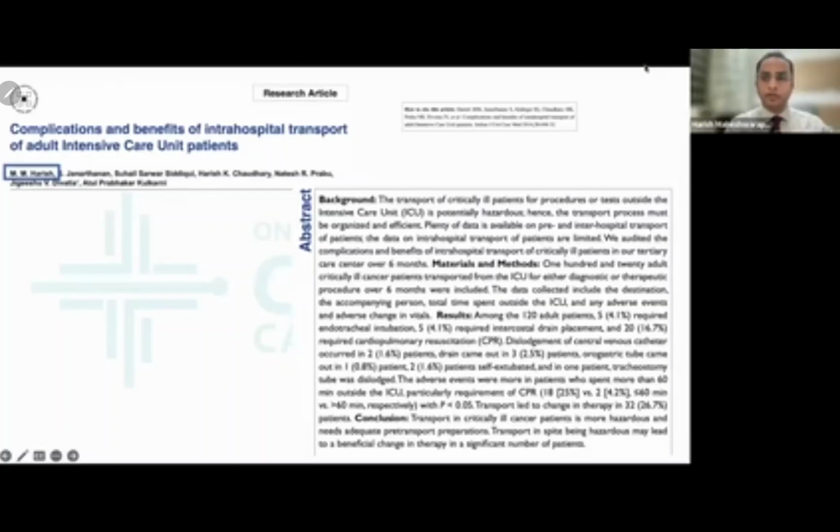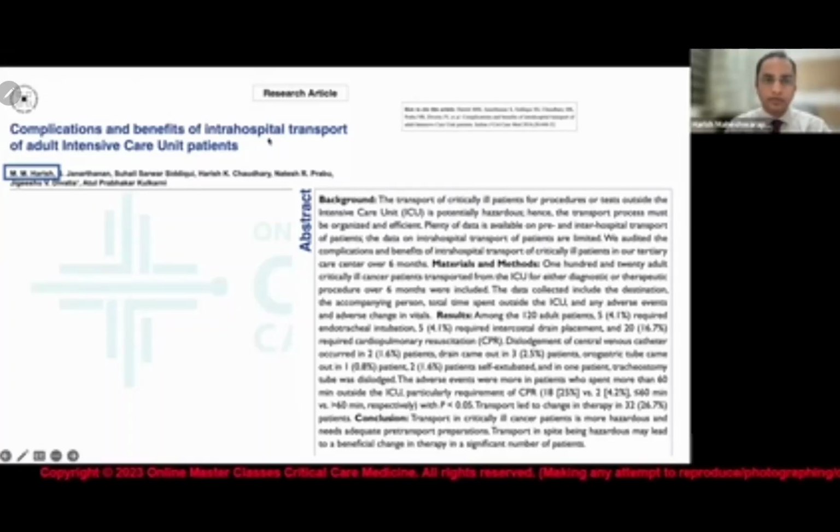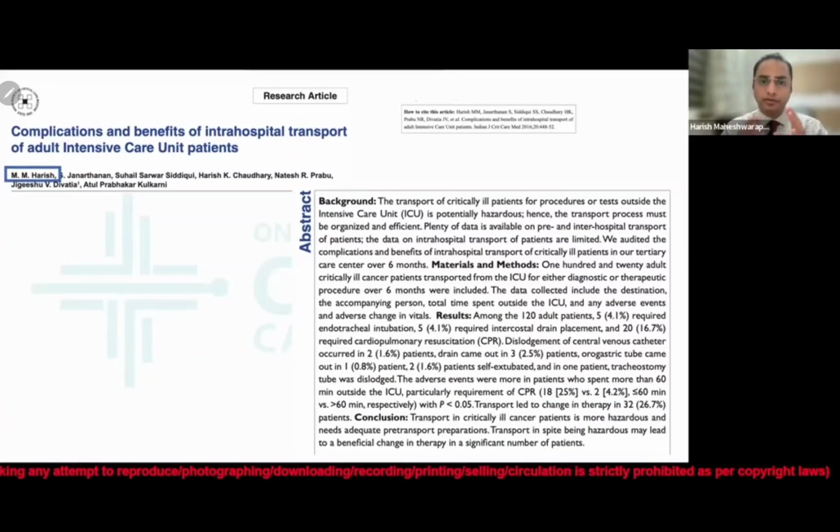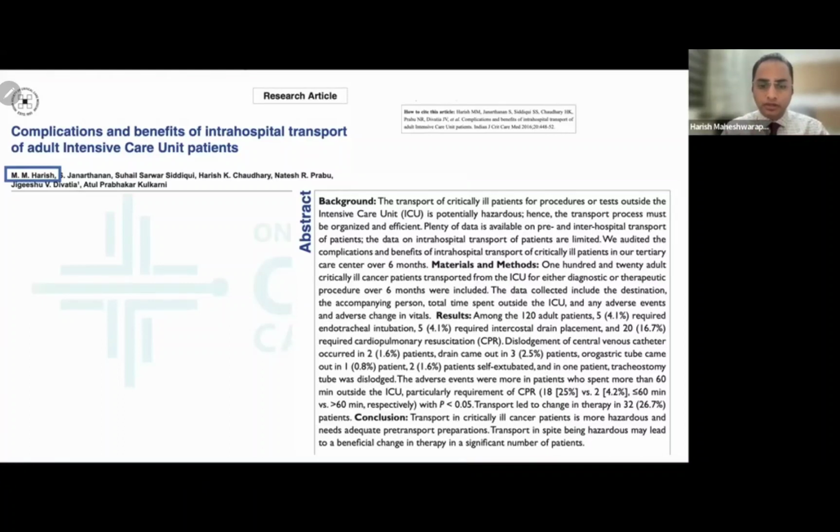This is some data which we published. I was the principal investigator of this data, which we published during my residency. We did this study to understand the complications and benefits of intra-hospital transfer of adult ICU patients. Remember, what we are going to discuss today is inter-facility or inter-hospital transfer. This data suggests that transport of critically ill cancer patients is more hazardous and needs adequate pre-transport preparation.